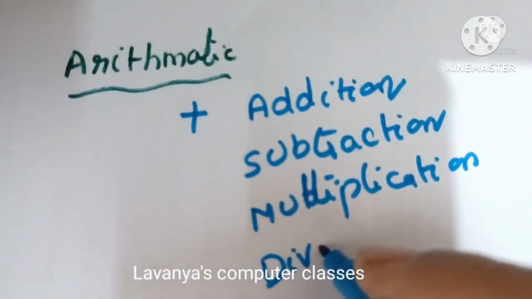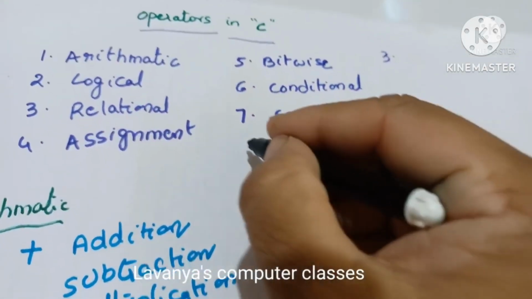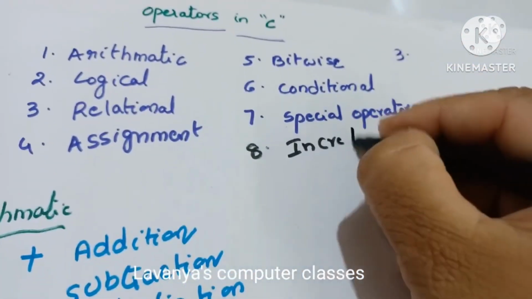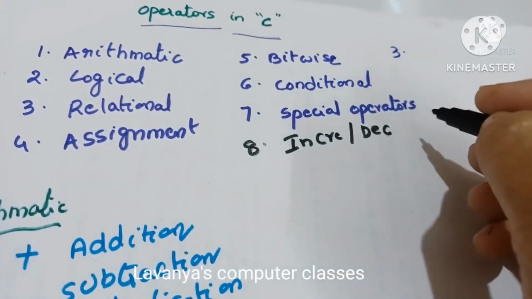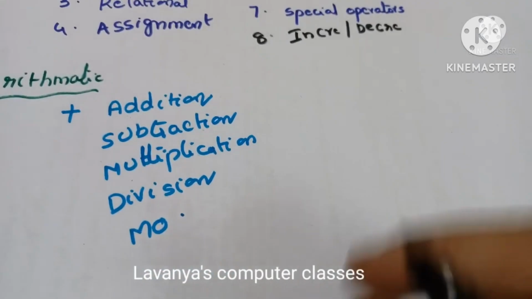Fourth one is division. And fifth one is modulus. In this, one more operator is there that is called the increment and decrement operator. These all operators are explained with examples. Now we'll go for arithmetic operators.